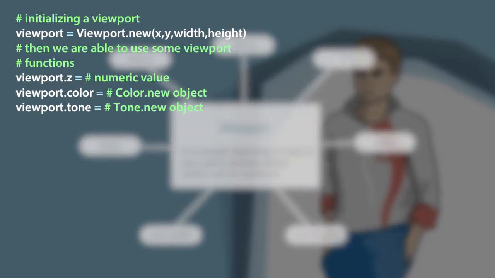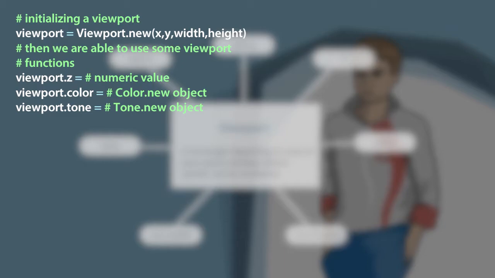And viewports get initialized by writing Viewport.new, and then inside you pass 4 parameters. The first one is going to be its x coordinate, so the x coordinate where it actually starts in your game window. The second one is going to be the y coordinate, and then the third parameter is going to be the width of the rectangle.